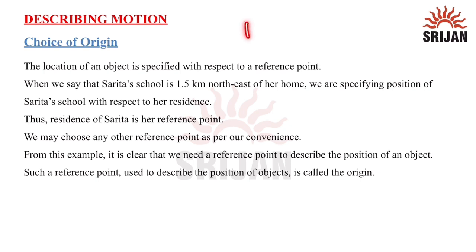When we say that Sarita's school is 1.5 kilometer northeast of her home, we are specifying the position of Sarita's school with respect to her residence. Thus, the residence of Sarita is her reference point. We may choose any other reference point as per our convenience. For example, it is clear that we need a reference point to describe the position of an object. Such a reference point used to describe the position of an object is called origin.